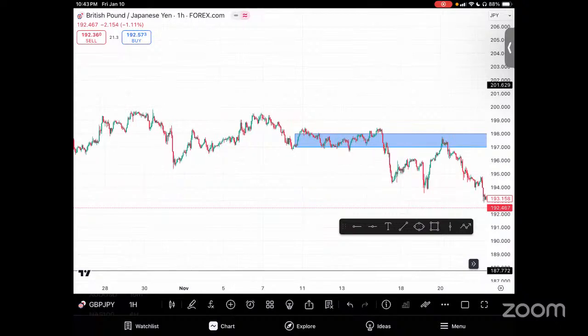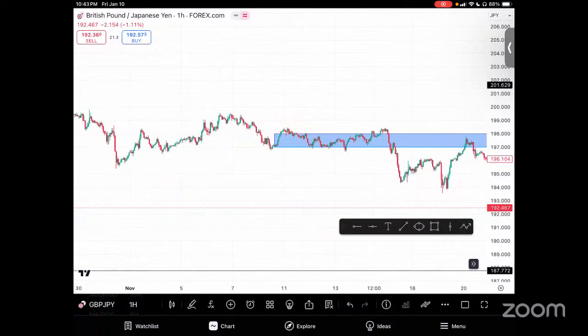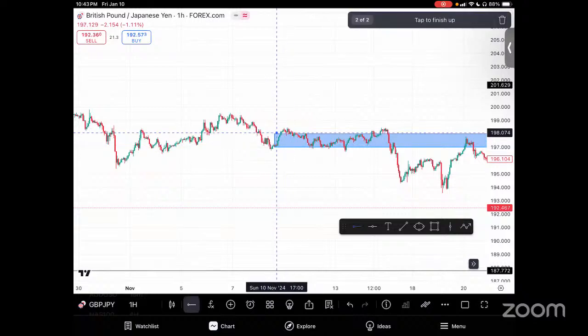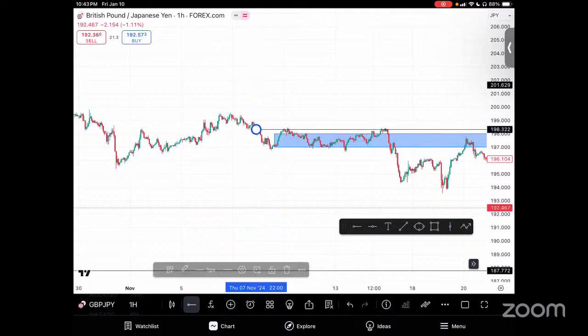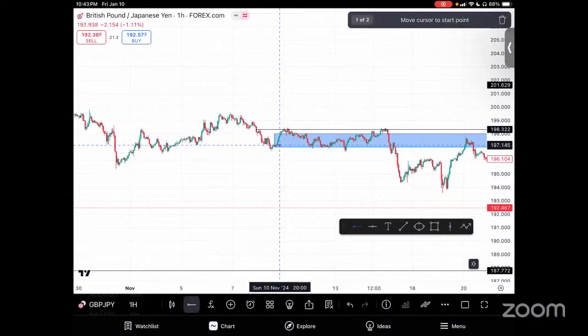Would that be consolidation? Yes. Why? Because it retests the zone, the top and bottom of previous highs and lows. Good job. And if we want it to be precise, look right here.